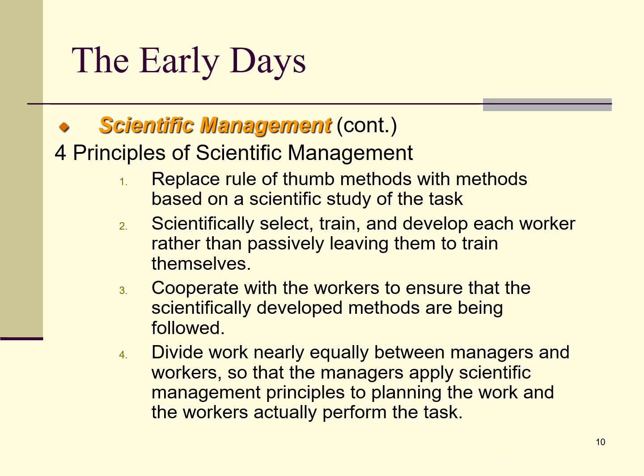The four principles of scientific management are: replace rule of thumb methods with methods based on scientific study of the task. So truly bring in experts who look at the task and break it down into very specific, scalable, and easily taught skills. Then scientifically select, train, and develop each worker rather than passively leaving them to train themselves. So create a training program that's very focused on this one skill. Cooperate with the workers to ensure that the scientifically developed methods are being followed.